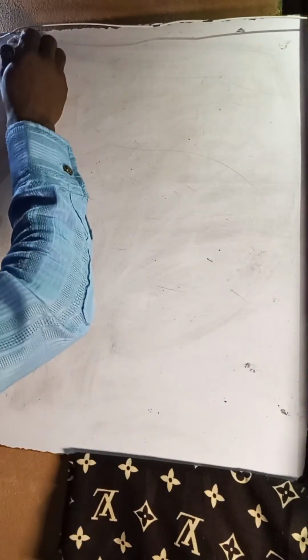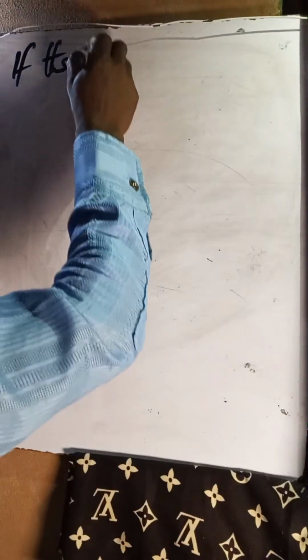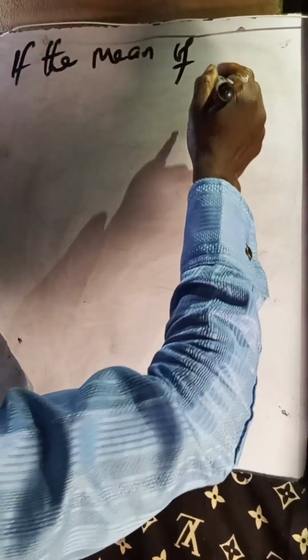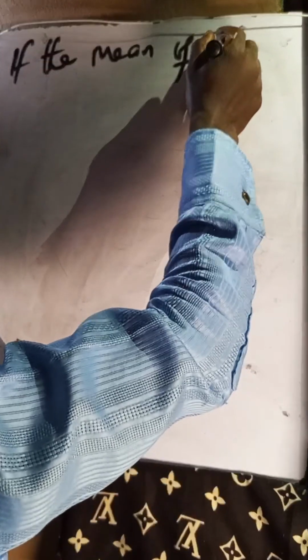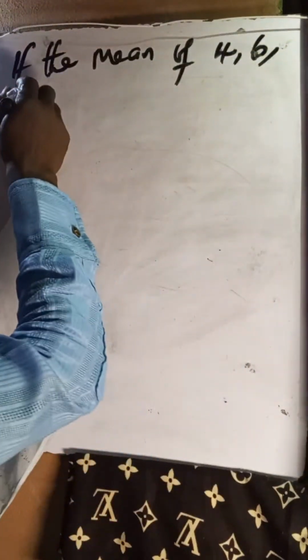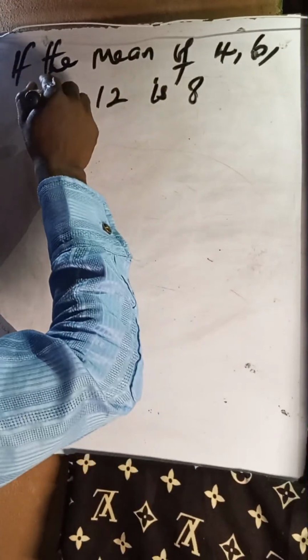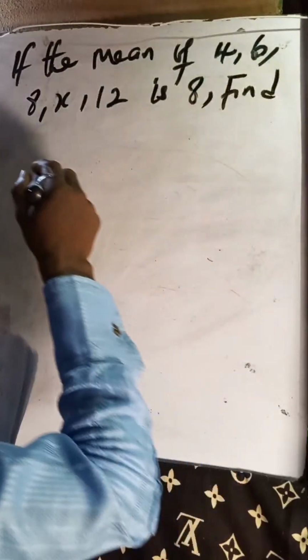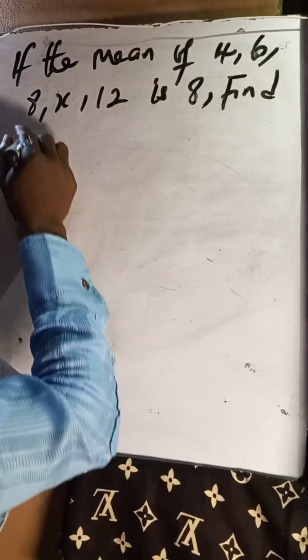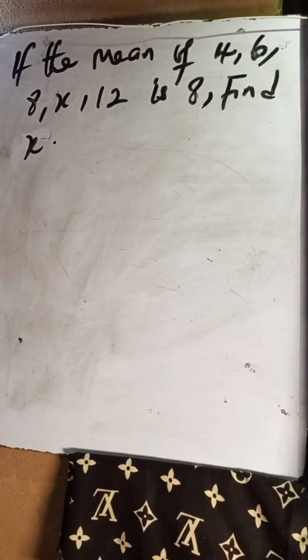So let's look at this particular one now. If the mean of 4, 6, 8, 10, 12, this same number, is 8. Okay, if the mean of 4, 6, 8, x, 12 is 8, find x. That is, find the value of x.